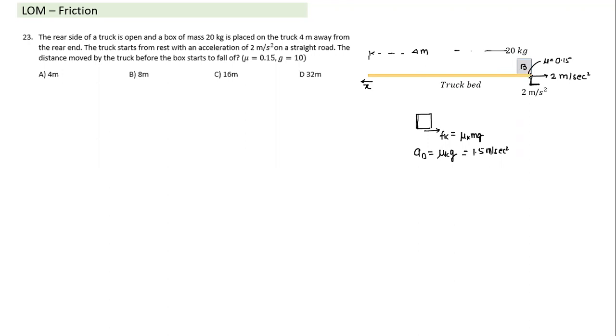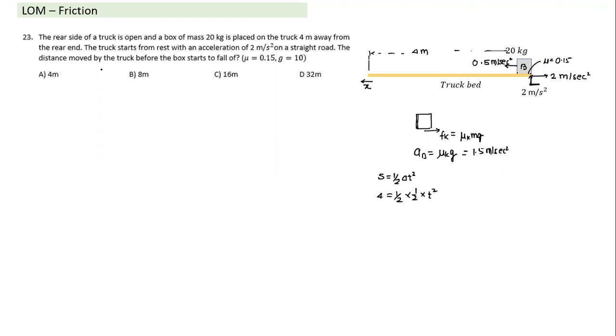So as seen from the frame of the truck, what is the initial velocity of B? Both start from rest, so the initial velocity is 0. But what is the acceleration of B? As seen from the truck, the truck has 2 meter per second square, this has 1.5. It is equivalent to this having an acceleration of 0.5 meter per second square. And how much time does it take to travel a distance of 4 meter? We can easily calculate it. S is equal to 1 by 2 a t square. So 4 is equal to 1 by 2 into 1 by 2 into t square.